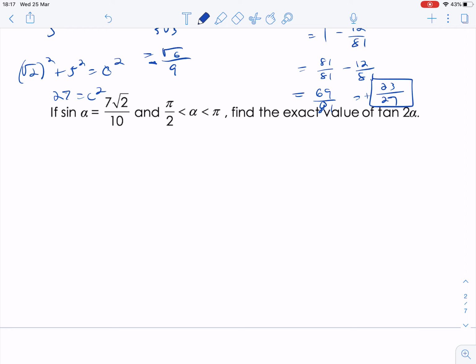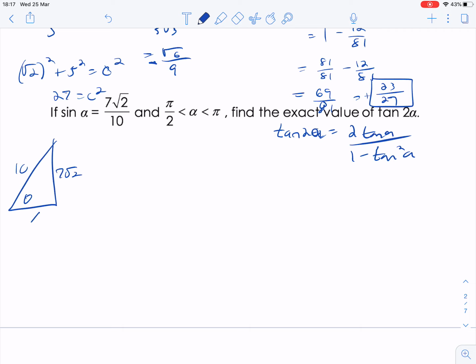Find the exact value of tan of 2 theta. All right, so we need a formula. Oh, alpha. All right, so this is going to be 2 tan alpha over 1 minus tan squared alpha. So we need tan. Triangle. 7 square roots of 2. 10 x.